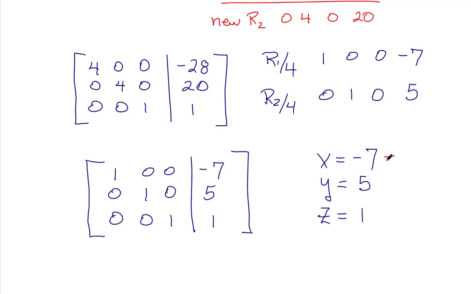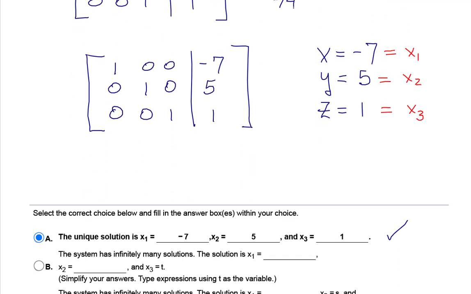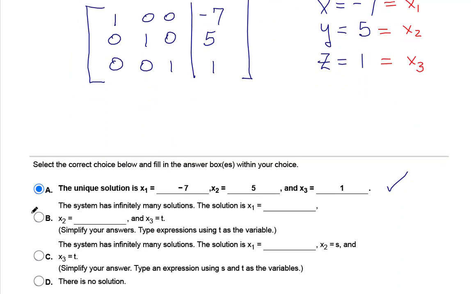Now in this case, they named them x1, x2, and x3, and so we'll label them that way as well. And so those are the answers that would solve all three equations all at the same time. And then the conclusion is there is one solution, and it is minus 7, 5, and 1.